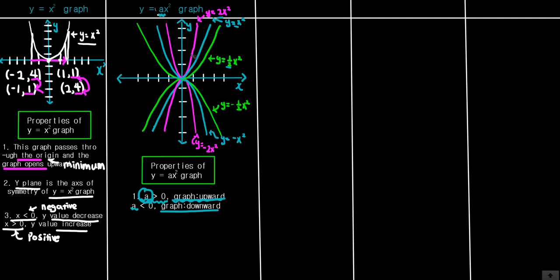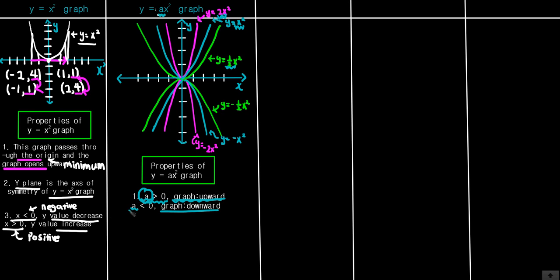If you look at our 3 examples, y equals 2x squared, y equals x squared, y equals 1 over 2 x squared, they're all in the first and second quadrant, which means they're all positive. And if you look at our a value, in this case 2x squared is 2, x squared is just 1, and 1 over 2 x squared is 1 over 2. They're all positive, and their graphs go upward.